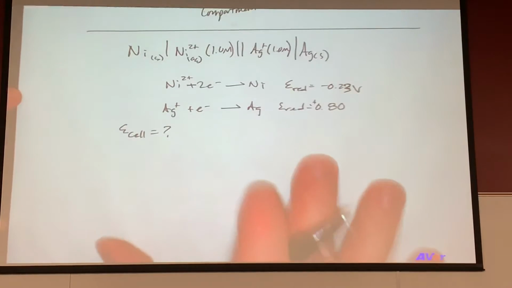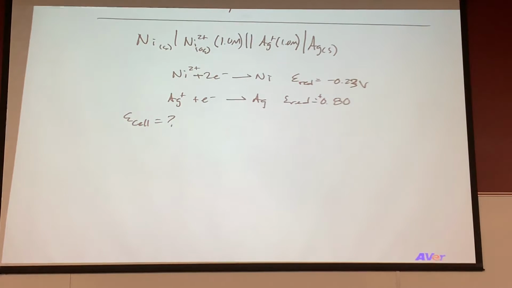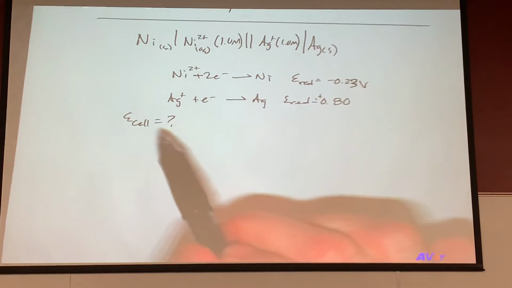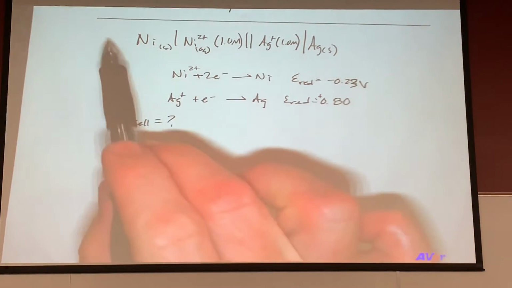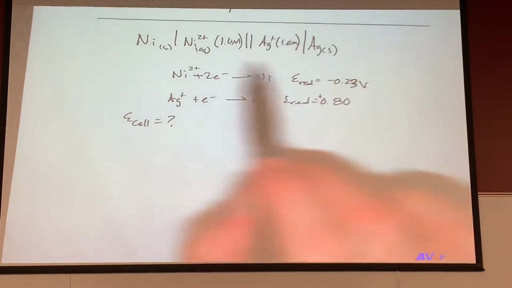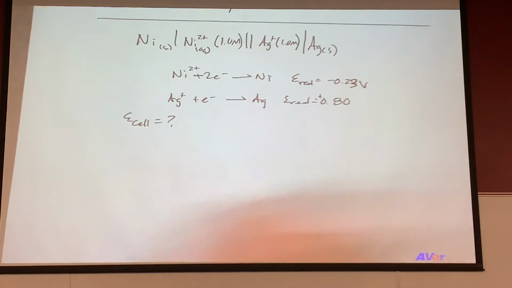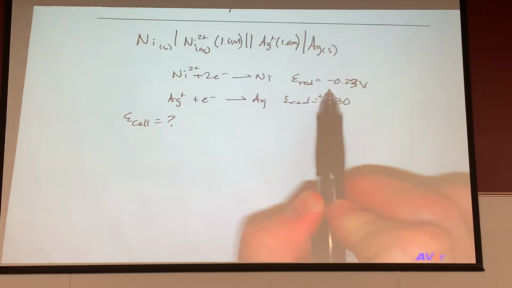Okay, so this was a question on the test that Angela had, and the question is, what's the cell potential for the cell that's indicated here? With the following potentials. And that's a negative, right? I guess that, yeah. It's negative.